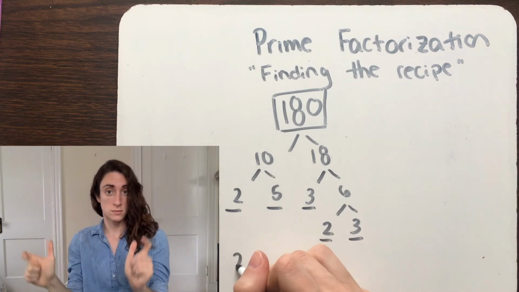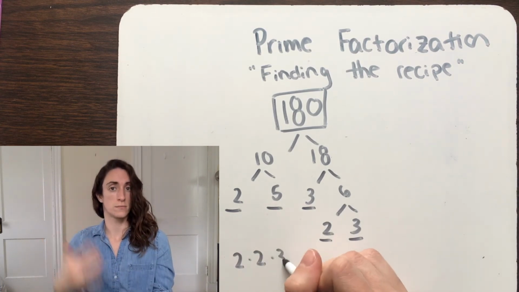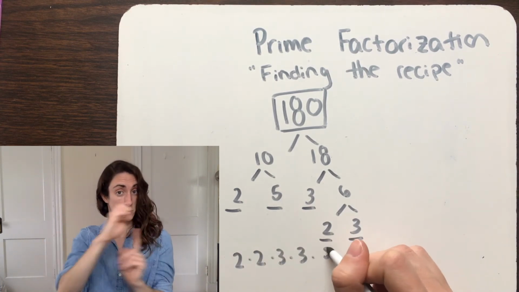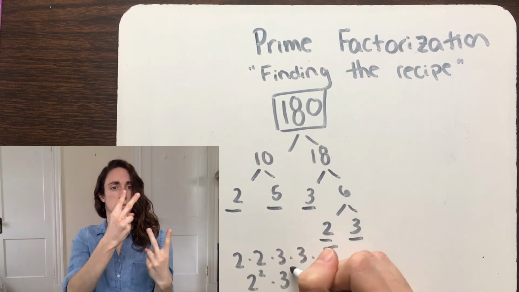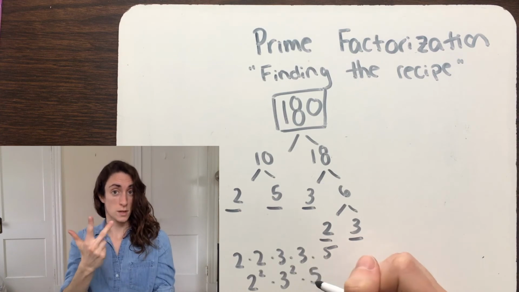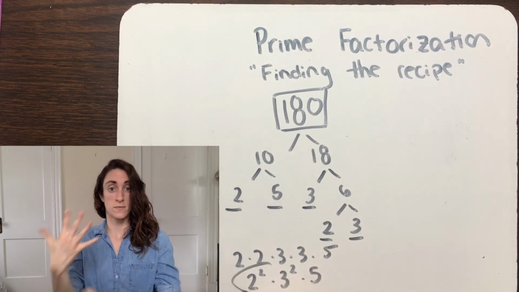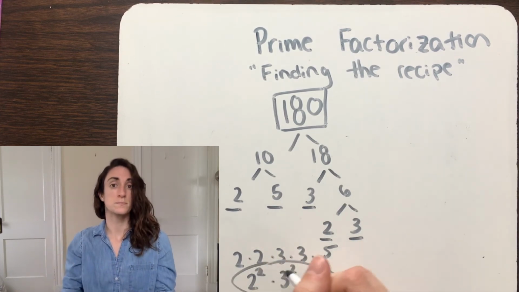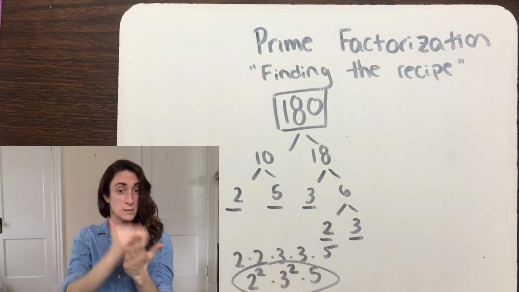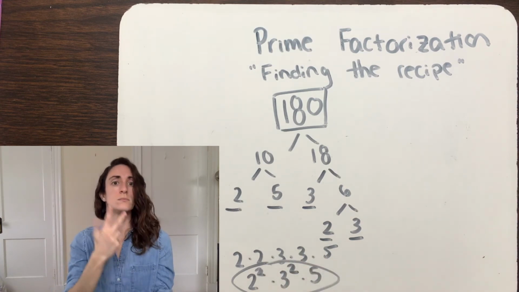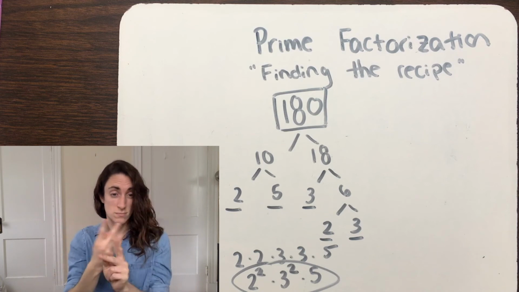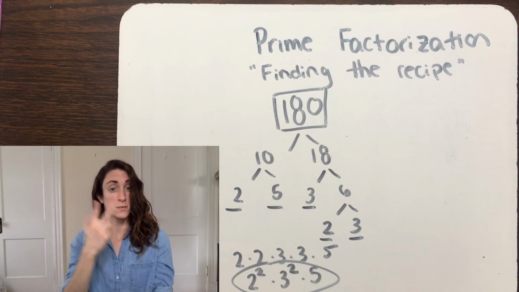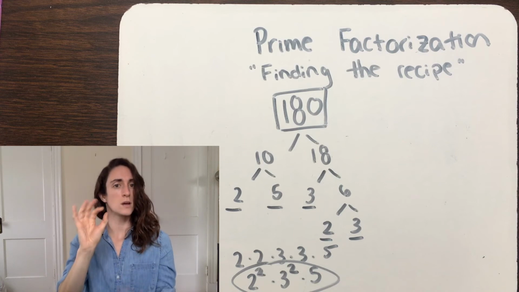Here we have 2, 5, 3, 2, and 3. If we put those in order from least to greatest, it's 2, 2, 3, 3, and 5. Since this is multiplication, we can consolidate the repetition with exponents: 2 squared times 3 squared times 5. So the recipe, or prime factorization, of 180 is 2 squared times 3 squared times 5. And we can check that by actually going ahead and multiplying 2 times 2 times 3 times 3 times 5, and seeing that it does indeed equal 180. So we did this correctly.